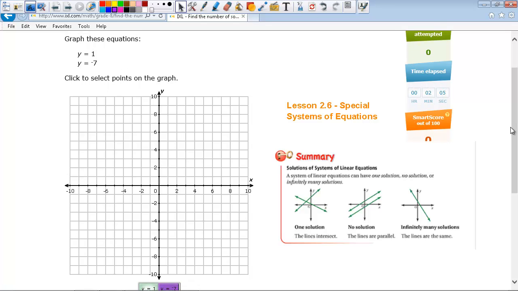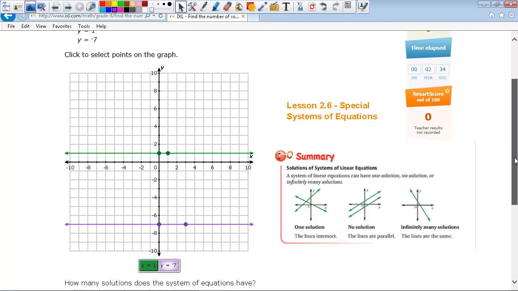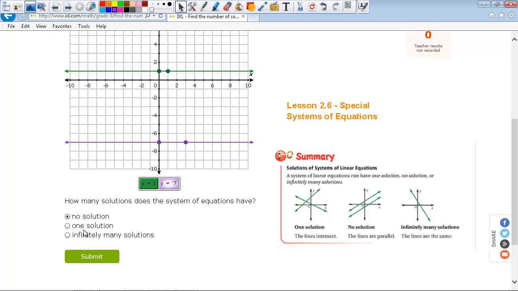First, if I have a y and no x, then my equation is a horizontal line going through that number on the y-axis. So the first equation, y equals 1, goes right here, and y equals -7 will go through the y-axis at -7. So I'm going to look at my options. These two lines look like they're parallel, so that would mean that that has no solution. There is no point where those two lines cross each other.